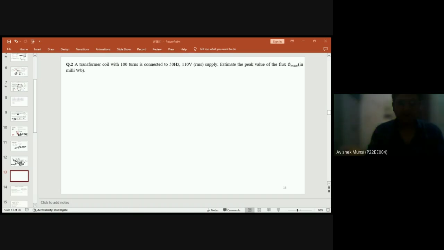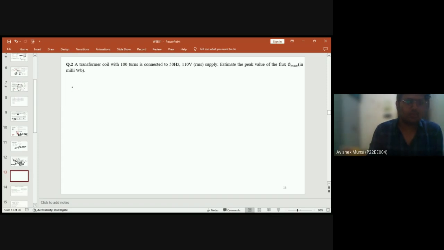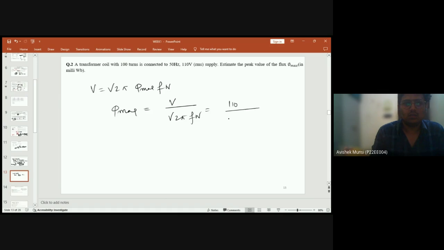Many of you have answered it correctly. So this is also the same formula. We have V rated is root 2 pi phi max f into n. So phi max should be V by root 2 pi f into n. V is given 110, root 2 pi 50 into 100. If you calculate it, it will be around 4.951 milliweber. So those who got the answer 4.951, it's absolutely correct.